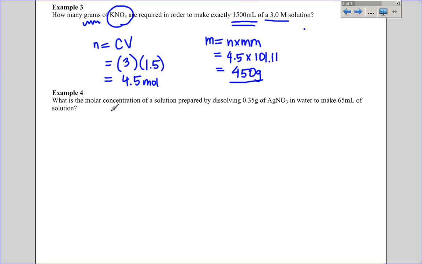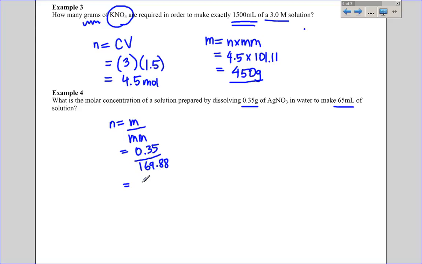In example 4, we've got a solution that's been prepared and we want to identify its concentration. So we've dissolved 0.35 grams and we've made a 65 milliliter solution. So again, this is 2 steps. I need to first figure out how many moles I'm dealing with by calculating using mass divided by molar mass. So I've got 0.35 divided by 169.88, which is the molar mass of the silver nitrate.